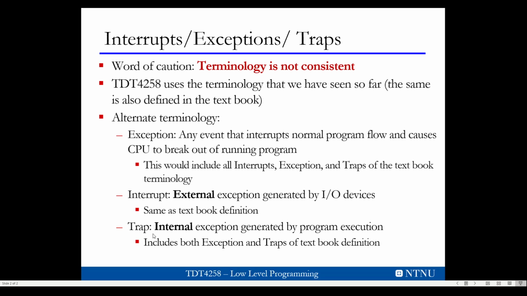So in this terminology, anything which is external and causes the CPU to break out of its regular execution path is an interrupt. Anything which is internal and causes the CPU to break out of its normal execution path is a trap. And interrupts and traps are a subset of exceptions.